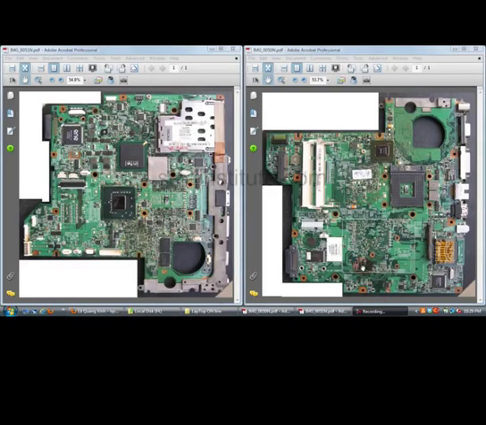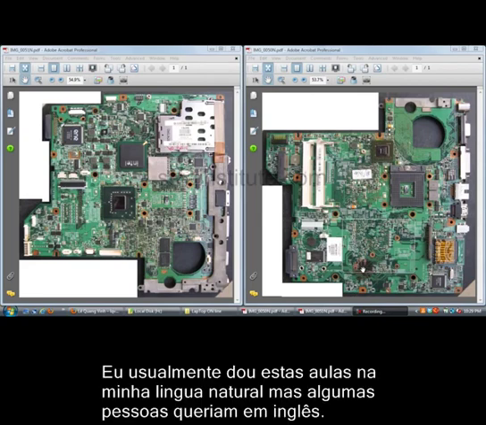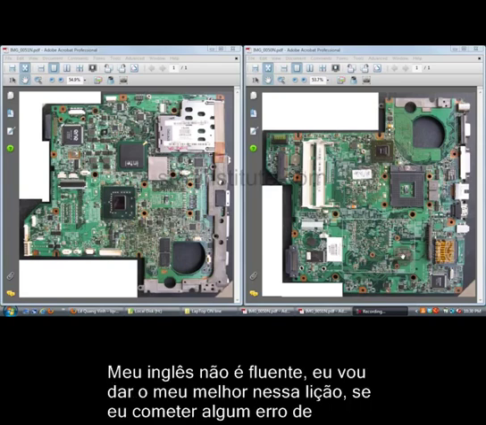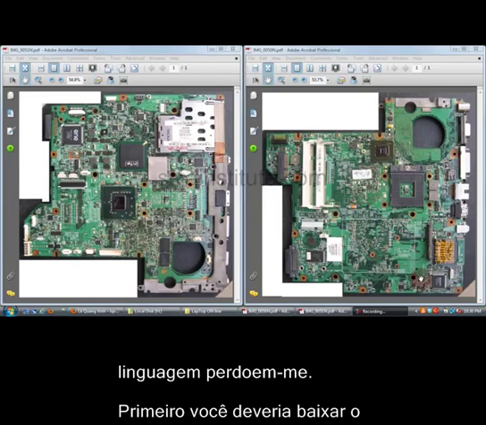We will see how to check this laptop motherboard. Already I have given these lessons in our regional language Telugu, but so many people want it in English. I don't know fluency of English. I will give my best in this lesson. Any language mistakes, forgive me.